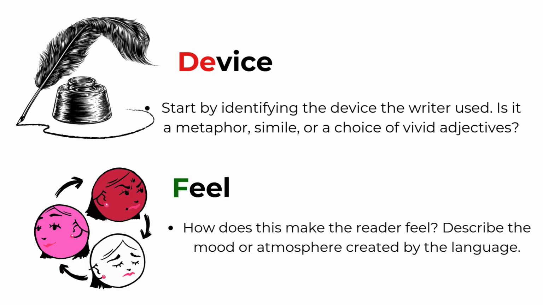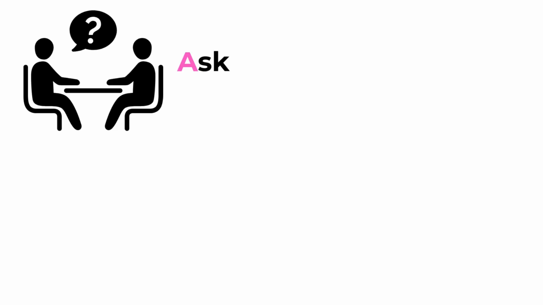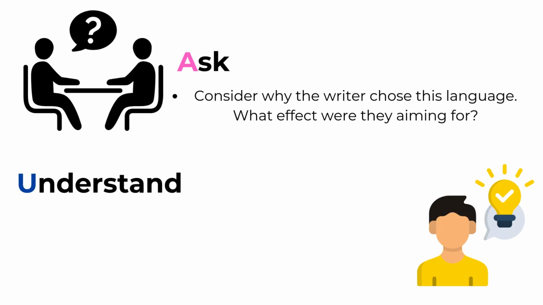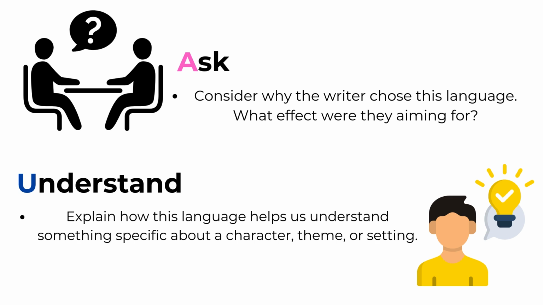Feel. How does this make the reader feel? Describe the mood or atmosphere created by the language. Ask. Consider why the writer chose this language. What effect were they aiming for? Understand. Explain how this language helps us understand something specific about a character, theme, or setting.